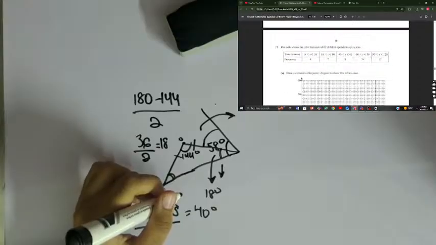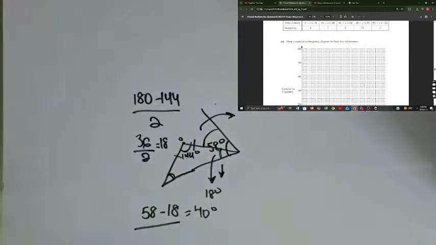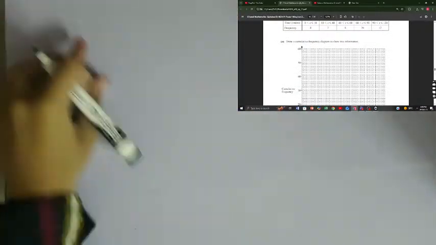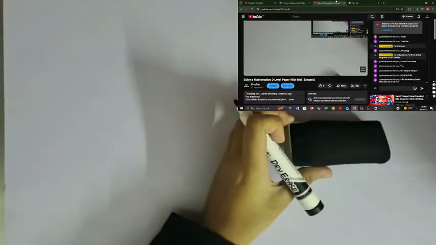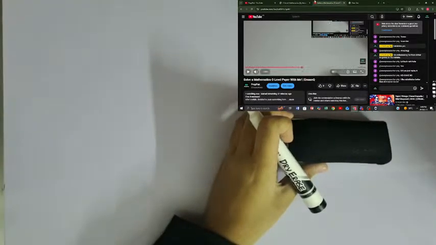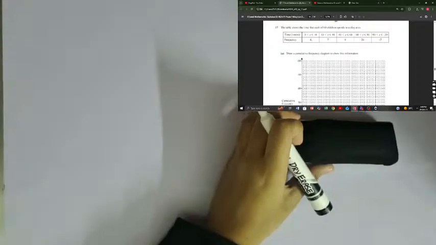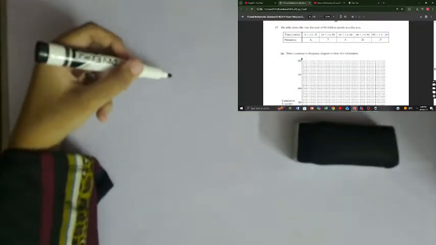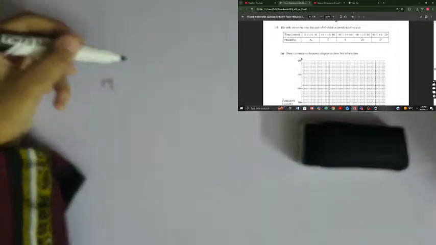Okay, next question, they've asked us to draw a cumulative frequency curve. Let me just see the stream. Okay, fine. Question number 17, they've shown us basically the frequencies for 60 children who love to play in a play area, whatever that's written.